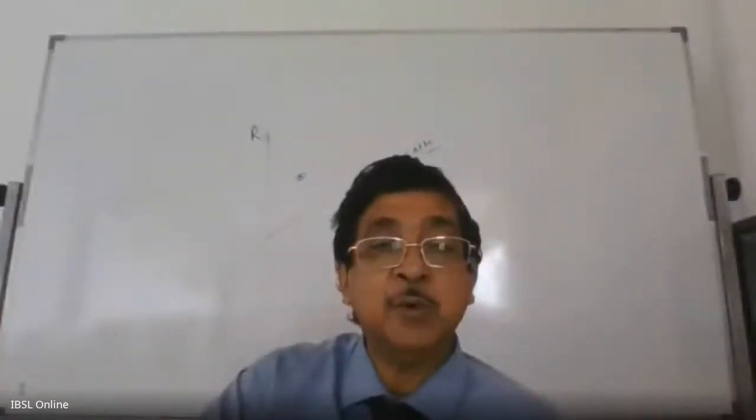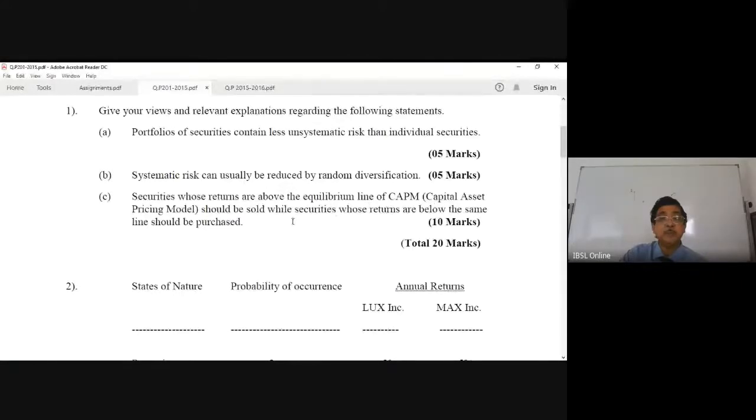Securities whose returns are above the equilibrium line of CAPM should be sold, while securities whose returns are below the same line should be purchased. But it should be the other way about. Securities whose returns are above the equilibrium line should be purchased, not sold, because you have to buy that type of assets. While securities whose returns are below the same line should be sold, not purchased.